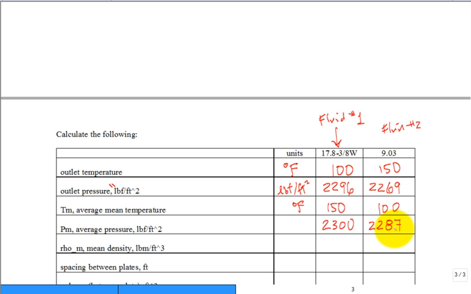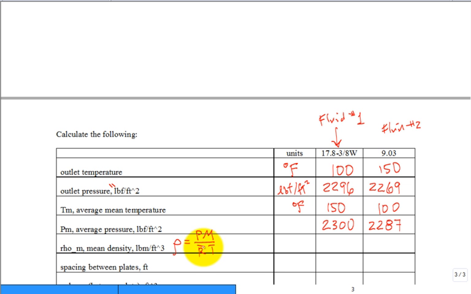All right, so now a little bit of time. I'm going to stop and let you calculate the mean density of air. At what temperature, at what pressure? At the temperature of 150 and pressure at 2300, or the temperature of 100 and 2287. And you're going to use an ideal gas equation, something like rho is equal to P times the molar mass of dry air divided by R bar T. Does that equation look good? I mean, ideal gas equation.